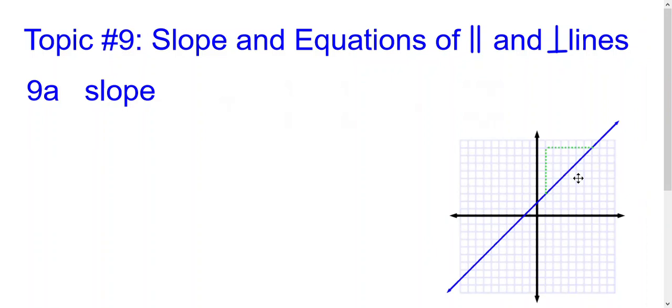We're going to look at the slope of parallel and perpendicular lines. I just want to point out to you some terminology or symbols that we use. This symbol here means parallel, and this one means perpendicular. Okay? When we're looking at slope, we have a formula we can use to figure it out.